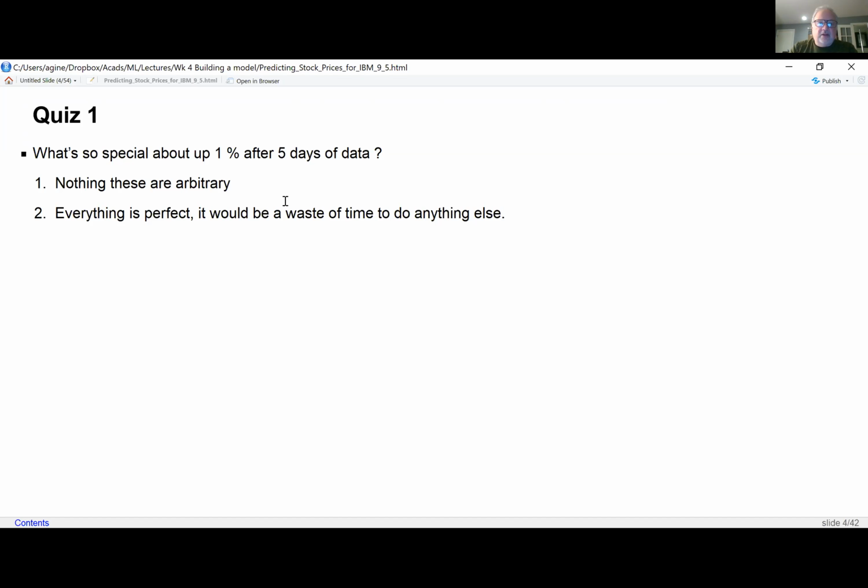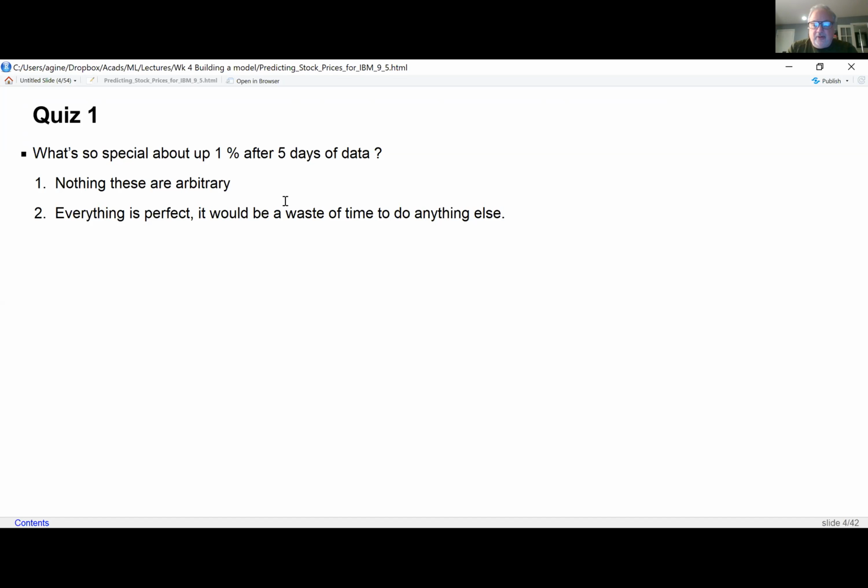Adam, can you repeat? So the question is, what's so special about the decision of trying to figure out a model to predict whether stocks will be up 1% by looking at 5 days worth of data? The two choices are: one, nothing, these are arbitrary choices; and two, these are the perfect choices, it would be a waste of time to do anything else.